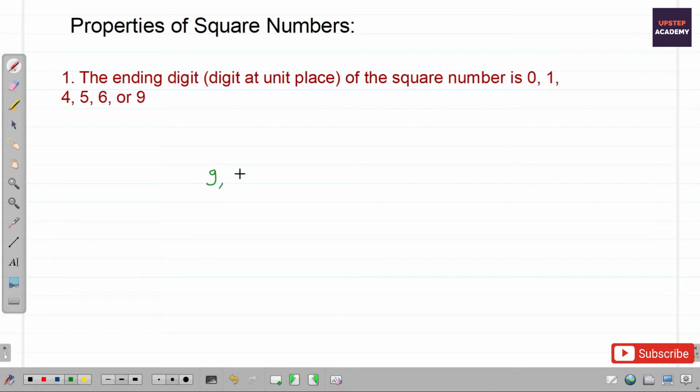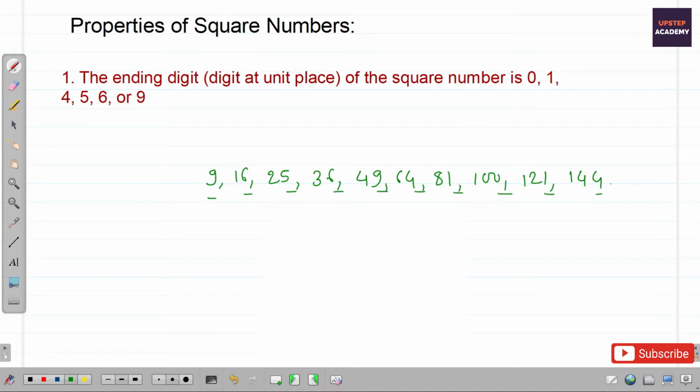Suppose 9, 16, 25, 36, 49, 64, 81, 100, 121 and 144. Suppose these are the numbers we have which are perfect square numbers. You can see the number at units place is always 9, 6, 5, 6, 9, 4, 1, 0, 1, 4. So that is the first property of square numbers.